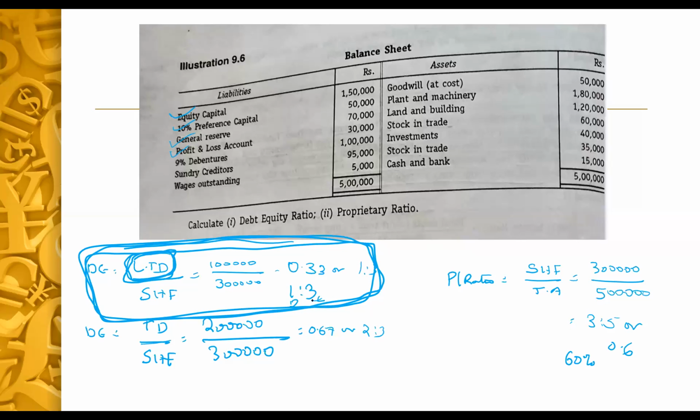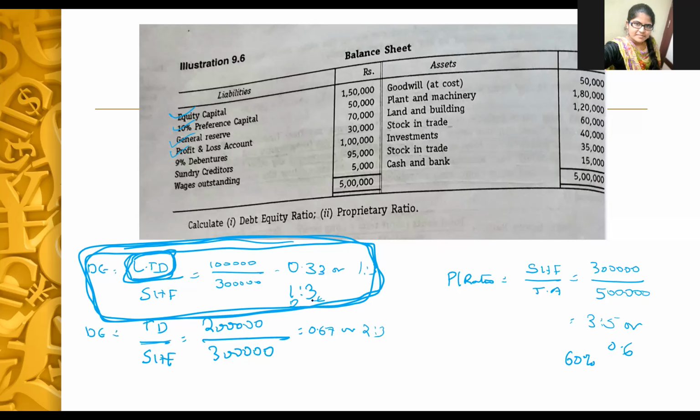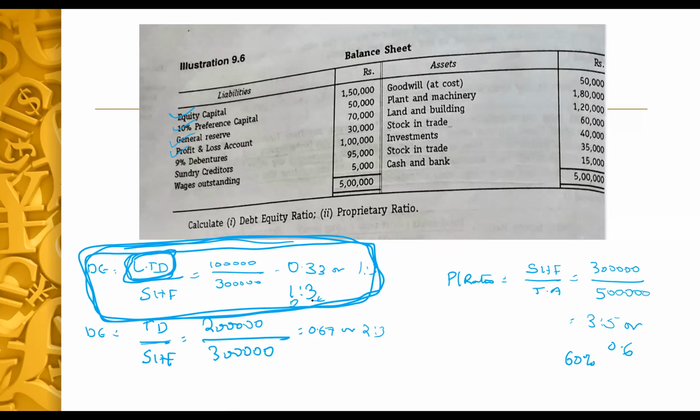Has this company issued more debt or more equity? More equity. For every 3 rupees of equity, only 1 rupee of debt is raised. So what can you say about the dividend? These people will be getting more dividend or less dividend? More.